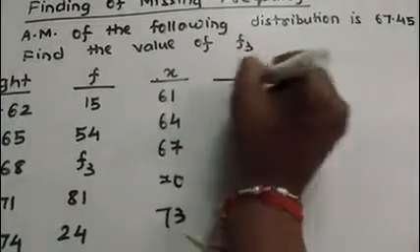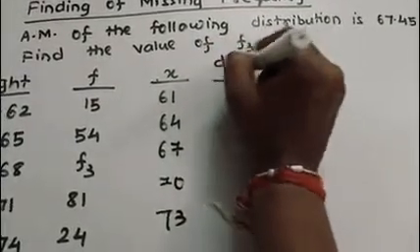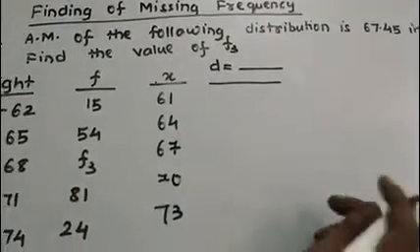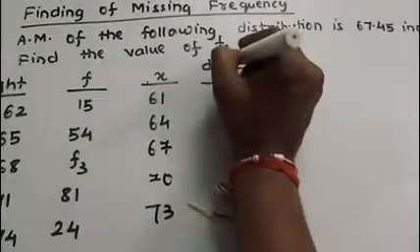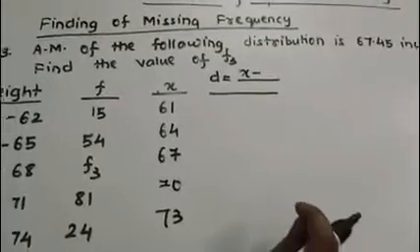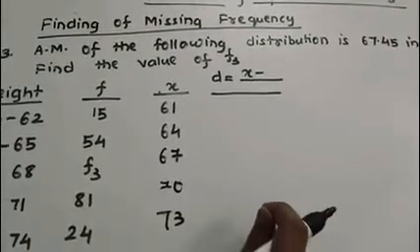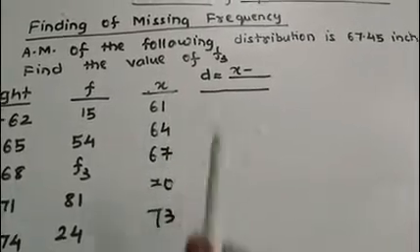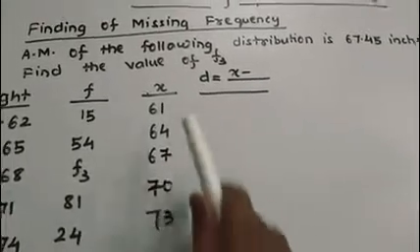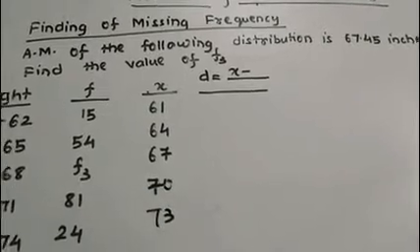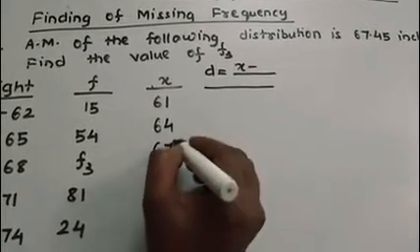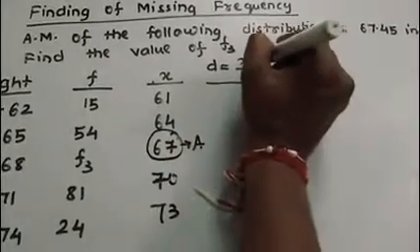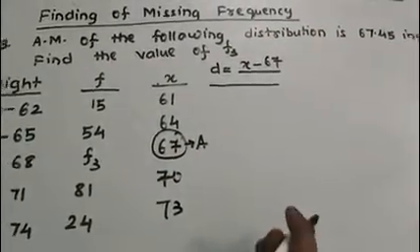So first of all, you have to find d equals x minus a by i. A means the assumed mean. Assumed mean is the middle number of the x column. In the x column, what is the middle number? How many numbers do we have here? Total 5 numbers. So the middle number, as you can easily see, is 67. So here is the a, 67, divided by i.